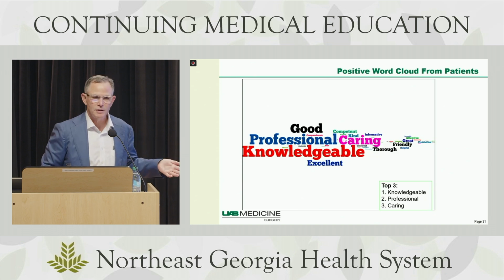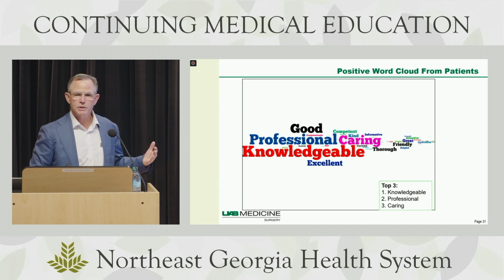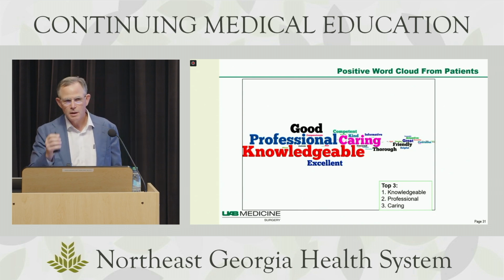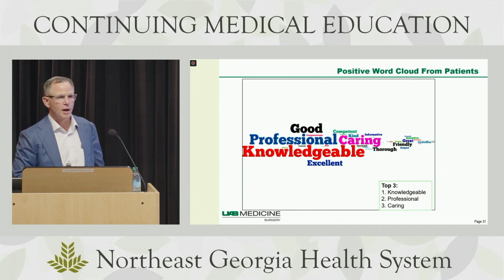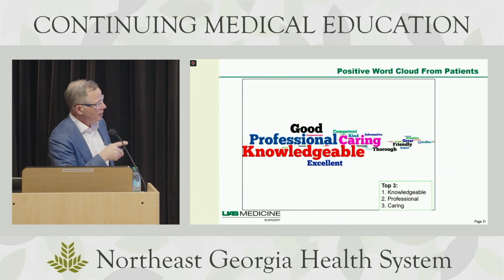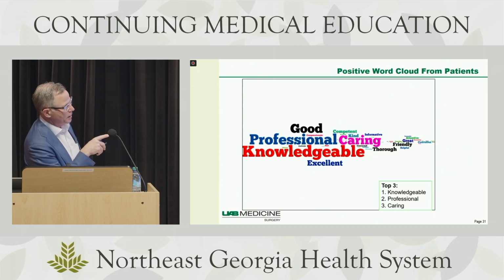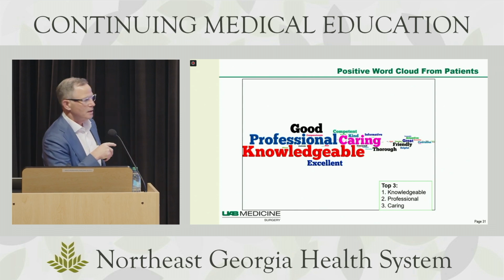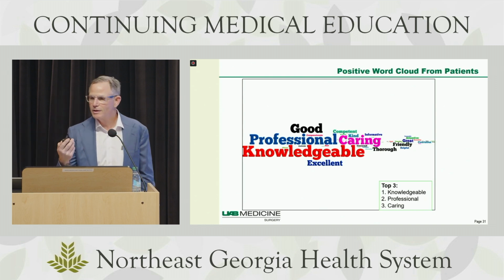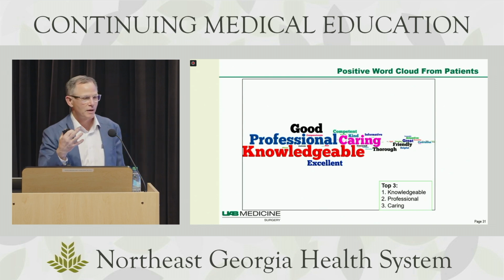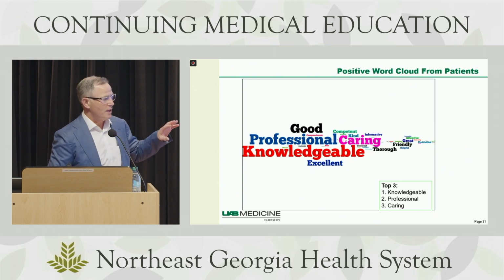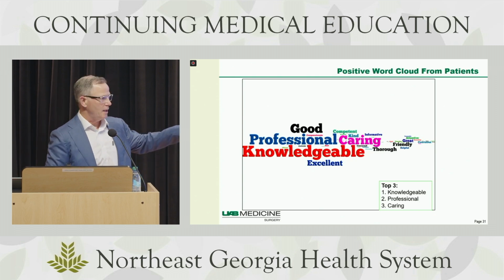And not surprisingly, this is awesome. Knowledgeable, professional, and caring. That was 30% of the words. And this wasn't a drop-down menu. This is what people wrote in. And we had a program that would correct the spelling and stuff. But all the things that you would want: competent, informative, thorough, friendly, great, attentive, courteous. Sounds like the Boy Scout model: courteous, kind, obedient, cheerful, thrifty, brave, clean, all that stuff. But anyway, those are the things that you want to hear. That's what you want out of your doctor.